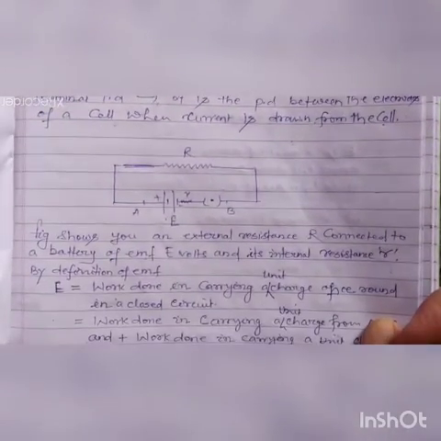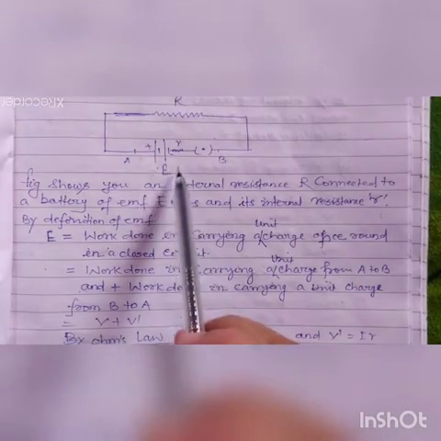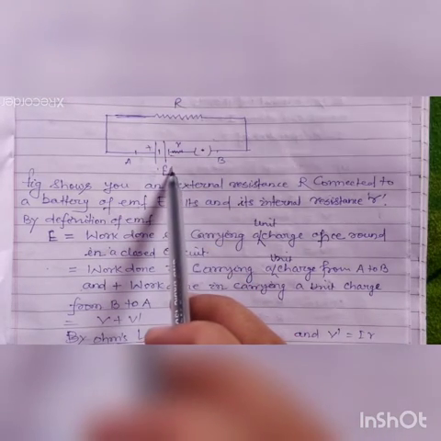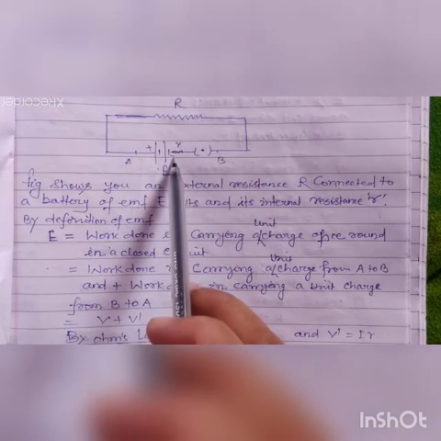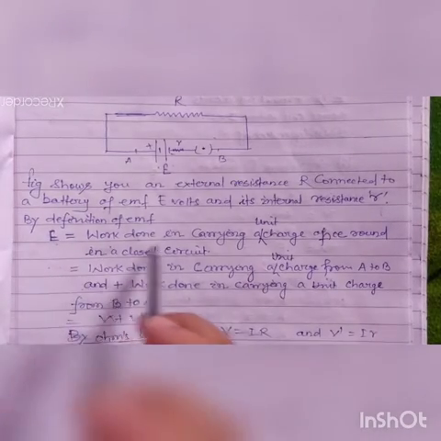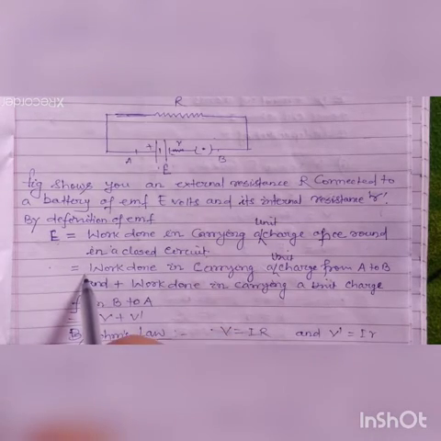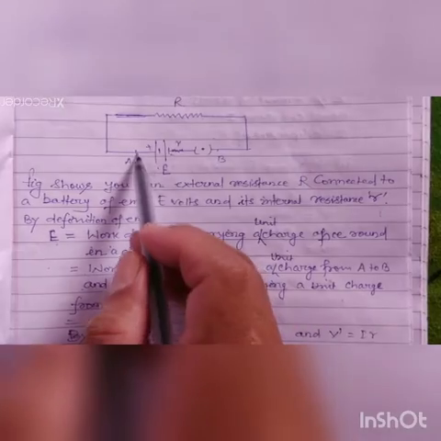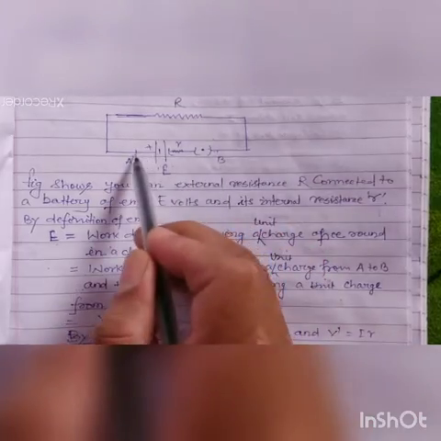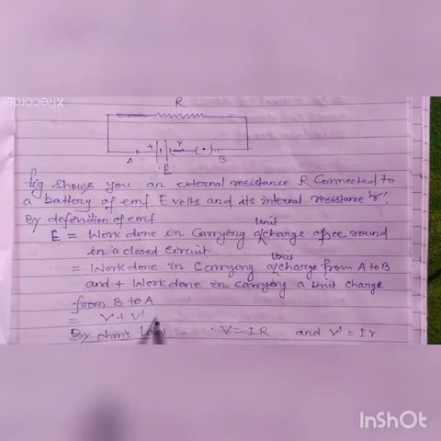Now, in the diagram you can see that the external resistance R is connected across a battery of EMF E volts having internal resistance r through a key. Now EMF is the work done in carrying unit charge once round in a closed circuit. So this must be equal to the work done in carrying unit charge from A to B plus the work done in carrying the unit charge from B to A. Let it be V, and the next one V dash.